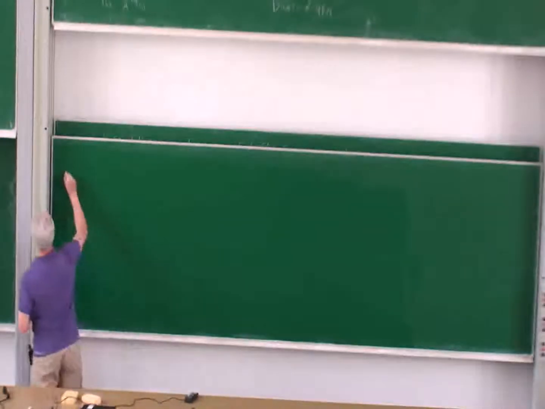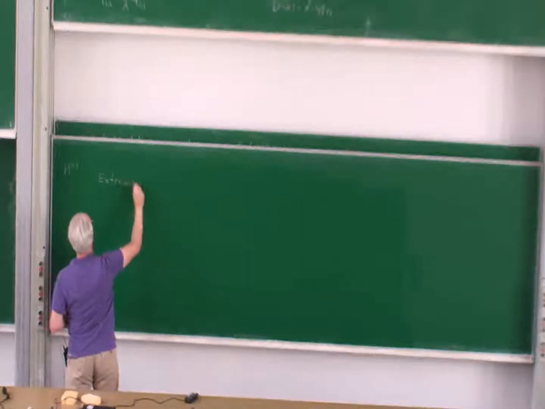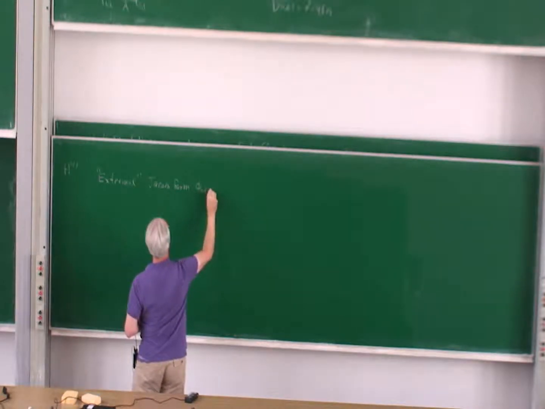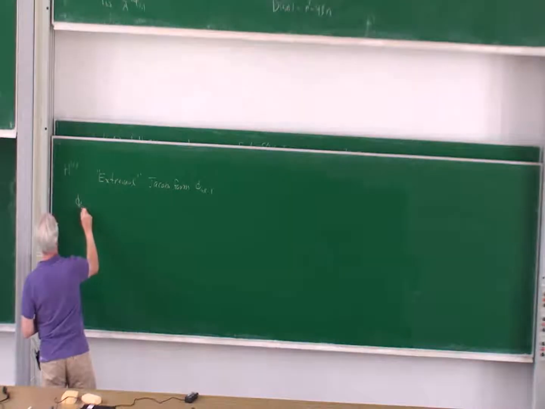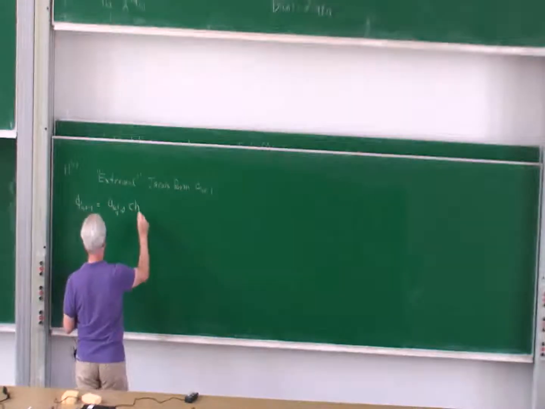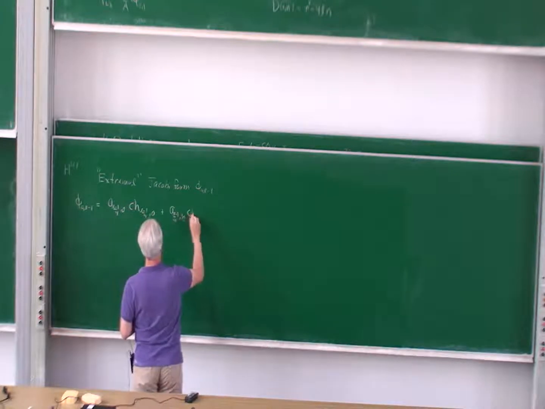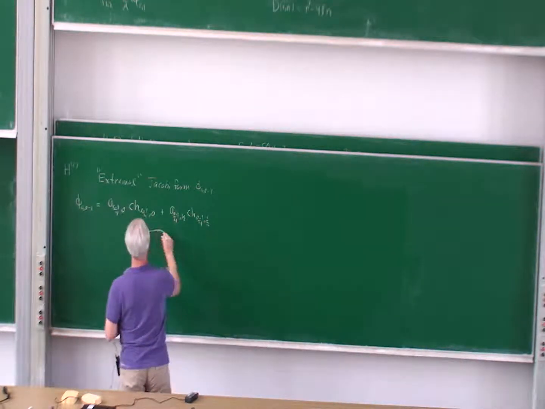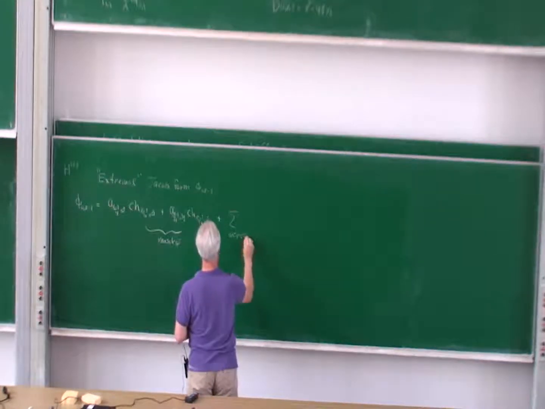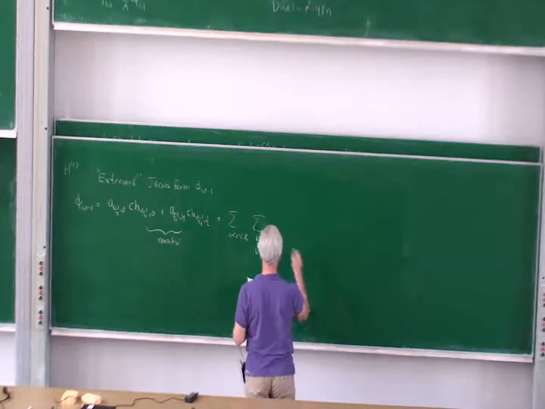So I have to tell you where these H_L come from. And they come from what we define to be an extremal Jacobi form. And by extremal, our definition is that this has an expansion in terms of N=4 characters. These are what we usually call massless characters. And then the sum over terms for which the discriminant is strictly negative of some coefficients.